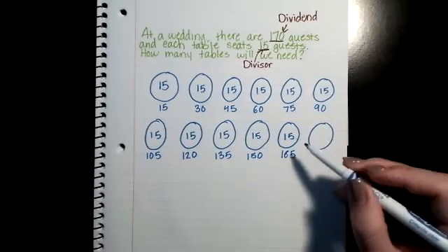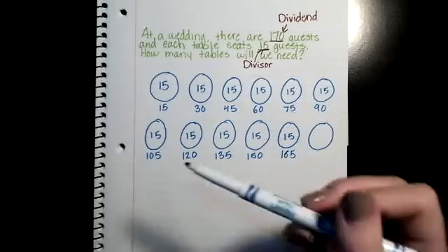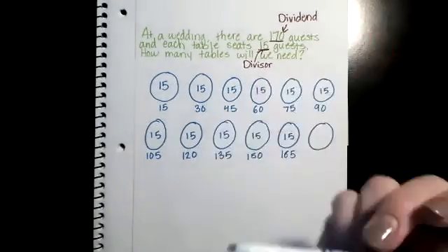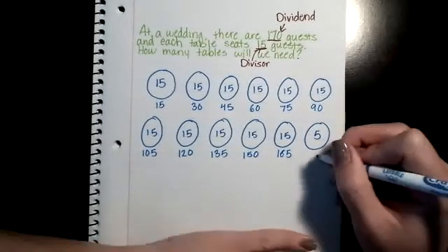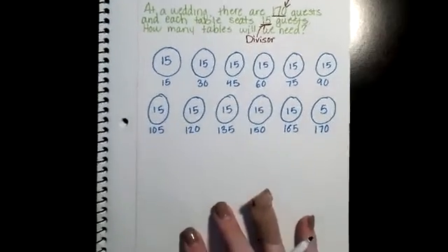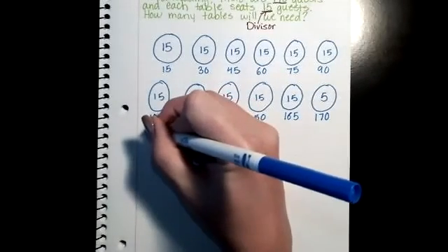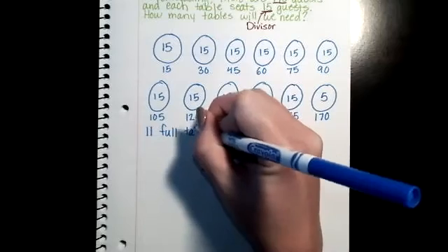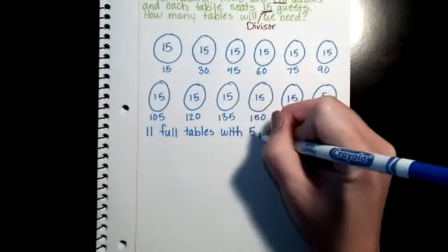So instead of filling up this whole thing, let's figure out how many more I need just to get up to my total. I'm at 165. I need to get to 170. So that's 166, 167, 168, 169, and 170. 5 more. So I only need 5 at this last table, and that will bring me to my total of 170. Okay, so what I found out was that I would need 11 full tables, but with 5 people left over.